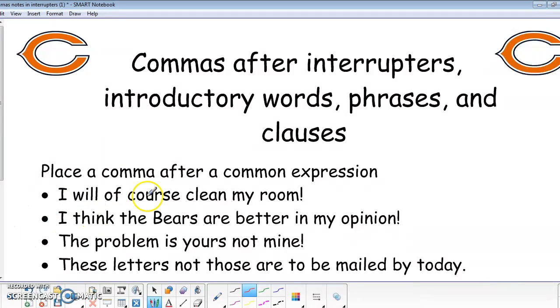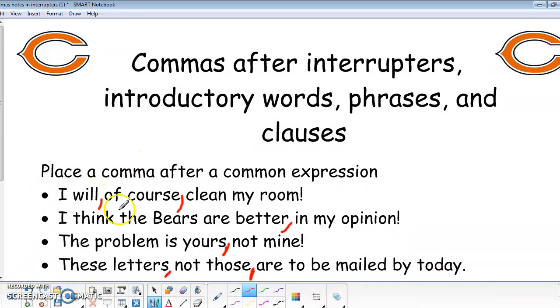Okay, this again, guys and girls, is putting a comma after common expressions. So, "I will, of course, clean my room." You want to put commas around of course. "I think the Bears are better, in my opinion." "The problem is yours, not mine." "Those letters, not those, are to be mailed today."